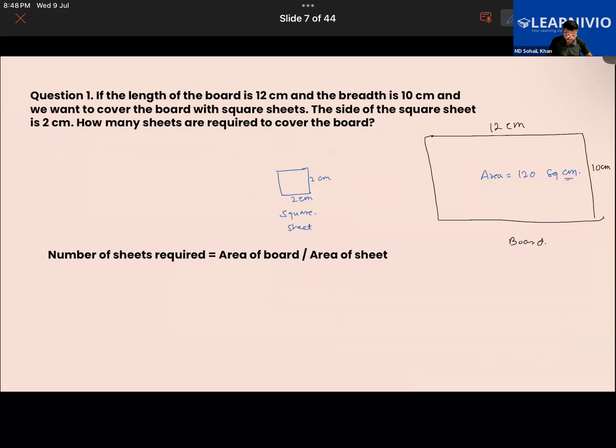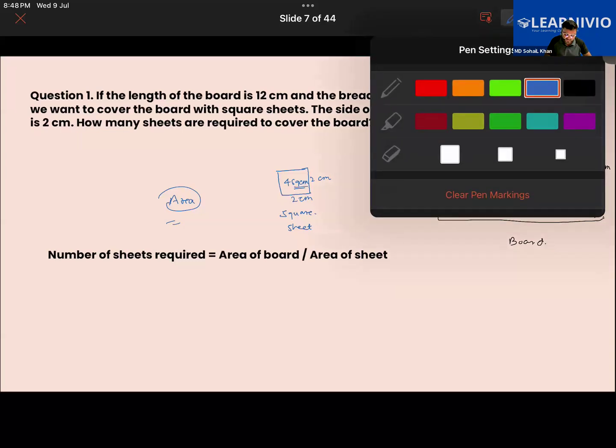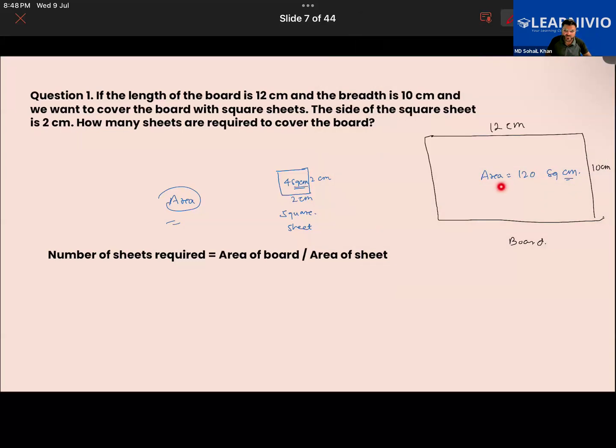Now, as for the area of the square here, how much will be the area of a square sheet here? That is 4 square centimeter. So 120 square centimeter divided by 4 square centimeter. We should be getting 30 sheets.